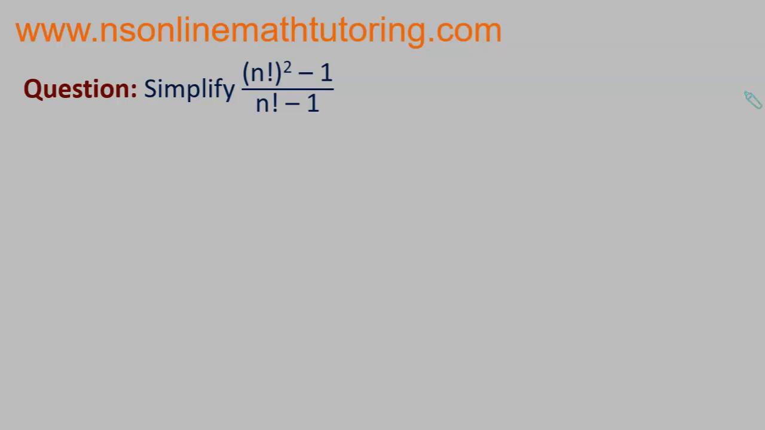So the first question says simplify (n factorial) whole square minus 1 divided by n factorial minus 1. It is a very easy simplification question. Just because you are having this factorial notation, some students get confused. What if I say there is a simplification question, a square minus 1 divided by a minus 1? How would you be approaching this? We will be approaching this question exactly in the same way. Okay, so let's start with our answer.